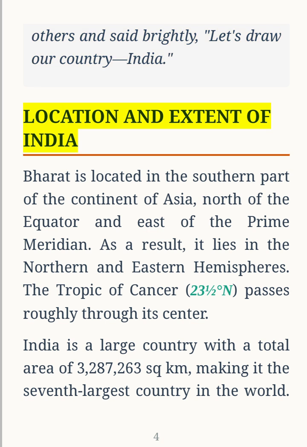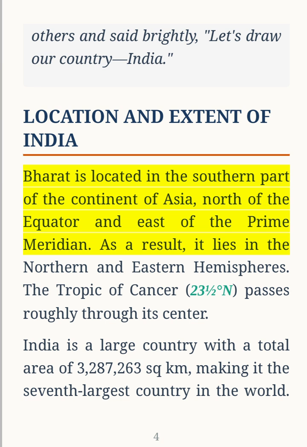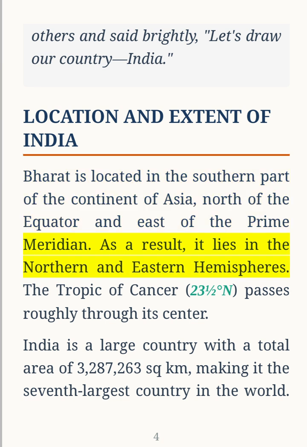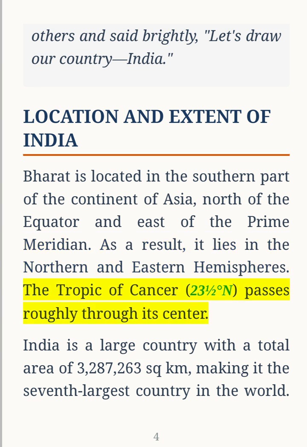Location and extent of India. Bharat is located in the southern part of the continent of Asia, north of the equator and east of the prime meridian. As a result, it lies in the northern and eastern hemispheres. The Tropic of Cancer, 23½ degrees N, passes roughly through its center.